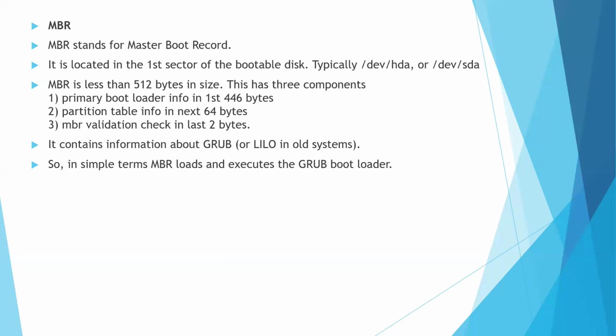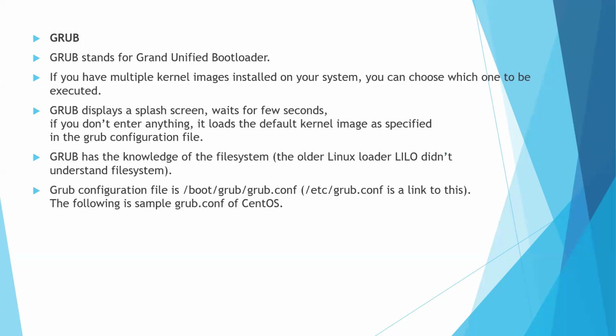It has 3 components. First is the primary bootloader in the first 446 bytes. Then the partition table in the next 64 bytes. And the MBR validation check in the last 2 bytes. If you add them, the total is 512 bytes. It contains information about GRUB. LILO was for old systems. After that, we will proceed to the next topic, the GRUB bootloader.